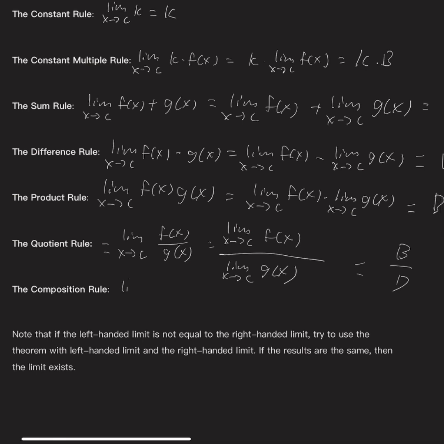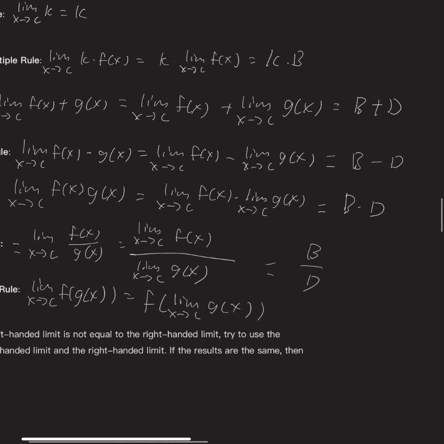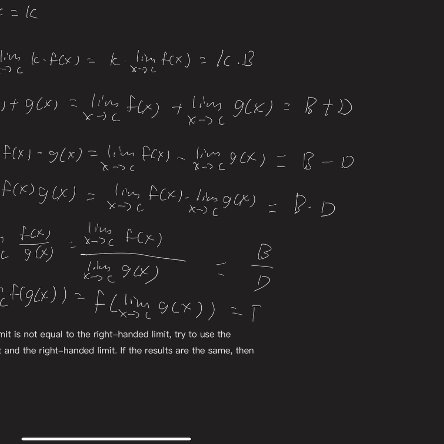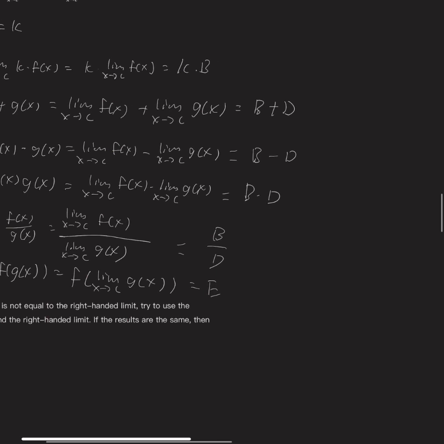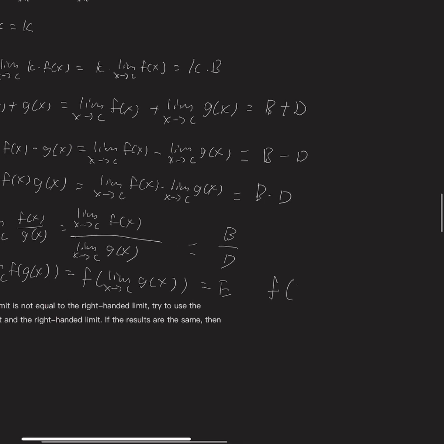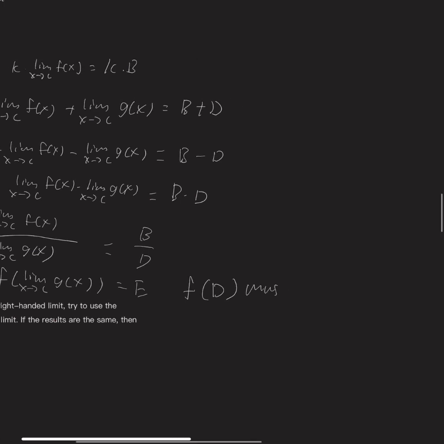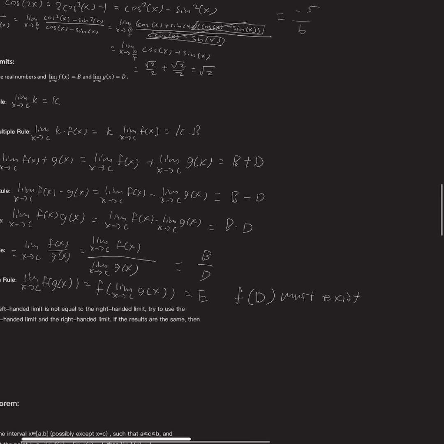The composition rule. Let's say you're finding the limit as x approaches c of f of g of x. This gets a bit more interesting because we have to take f of the limit as x approaches c of g of x. Well, that's equal to e. But remember, the limit as x approaches c of g of x equals d, so f of d must exist for this theorem to work.